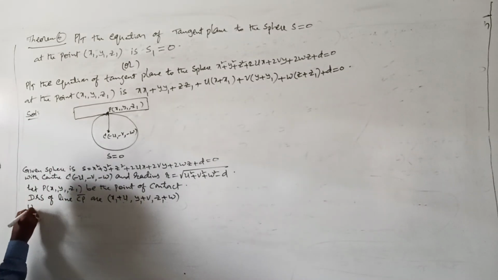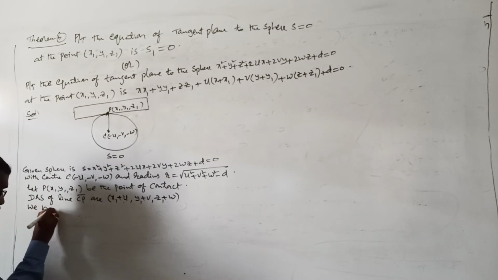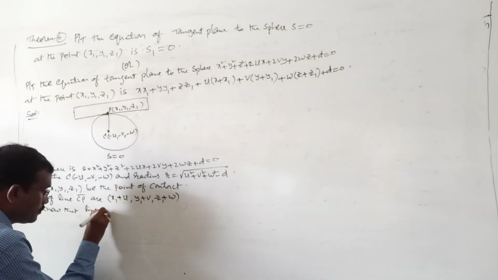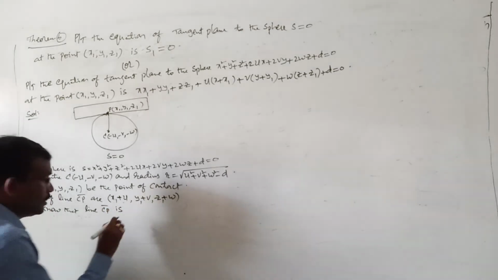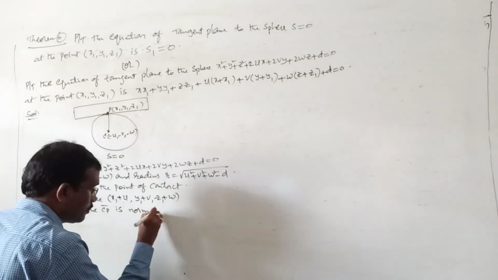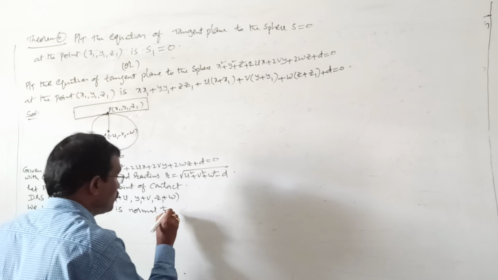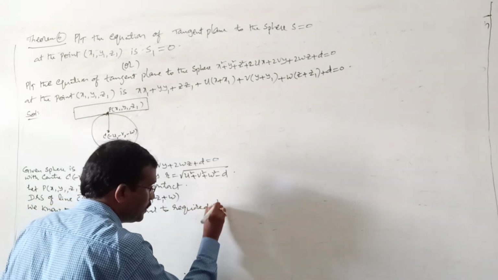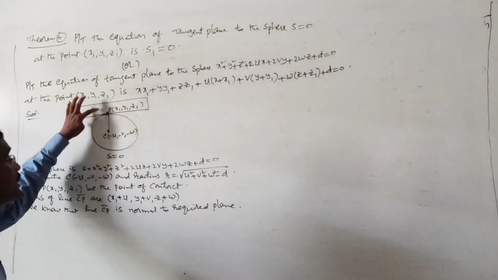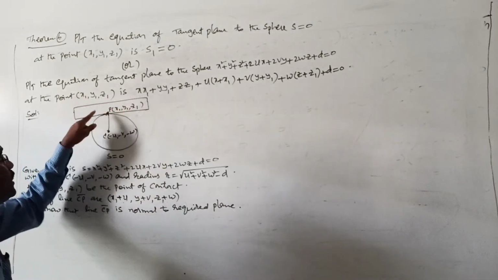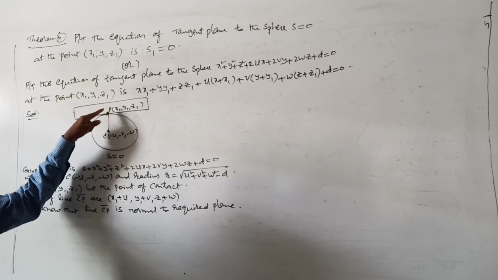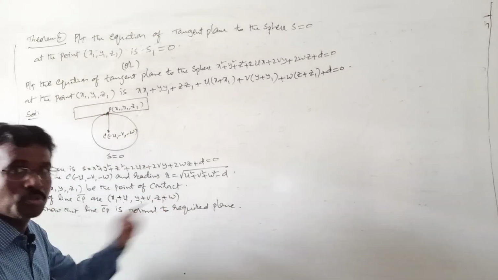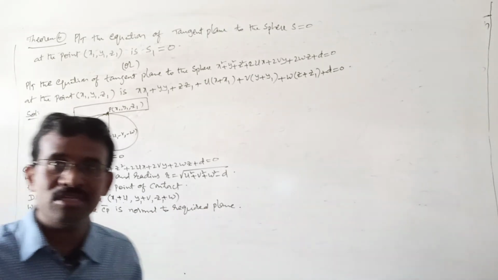We know that line CP is normal to the required plane. Okay, once come on to this diagram. Now on this plane you know a point P is a point on this plane and you know the direction ratios of the normal to the plane. So is it possible to define the plane equation or not?